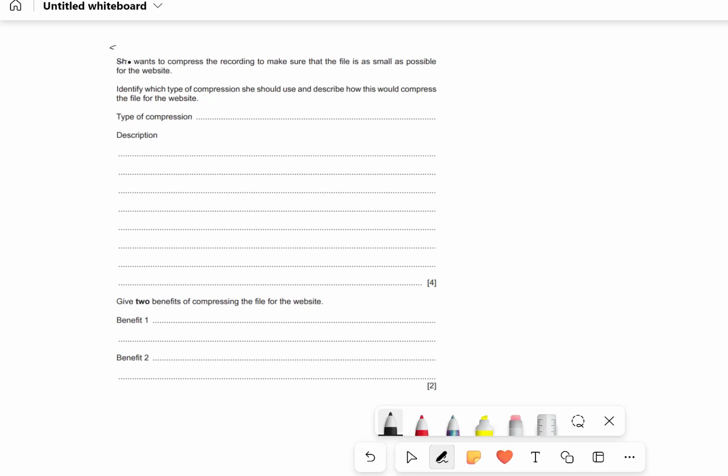Okay, I'm not going to patronize you by asking you what are the two different types of compression. We're just going to go straight into some harder compression questions. So here's the first one.